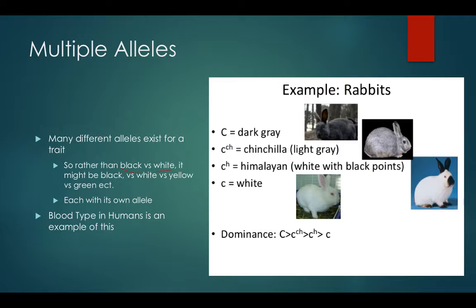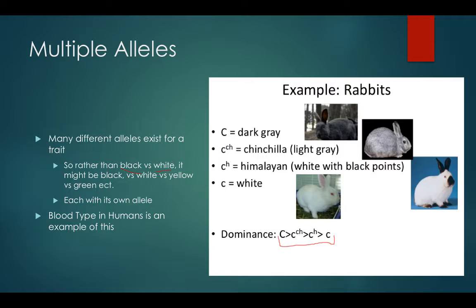So, for example, the C is going to be dark gray. If you have C, you're going to have dark gray fur if you're a rabbit. If you have the CH gene, you're going to be light gray. If you have the H gene, you're going to be white with black points on your neck. If you are little c, well, then you're just going to be white. And here you can see there's an order of dominance, where dark gray is the most dominant, with chinchilla, light gray, being the next, followed by Himalayan, which is the white with black spots, and followed by white being the last. So this one right here is going to show you the dominance.